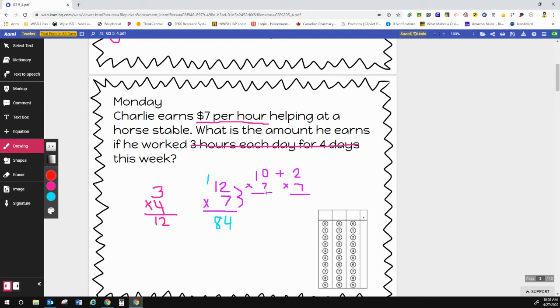So 10 times 7, 70. And 2 times 7 is 14. Put that together. My total is 84. So let's make sure our answer is reasonable. So $7 for every hour he works. We found out that he worked 3 hours each day for 4 days, and that gave me 12 hours. And then I took those 12 hours and I multiplied them by 7 for how much money I make per hour. And I have a total of 84.